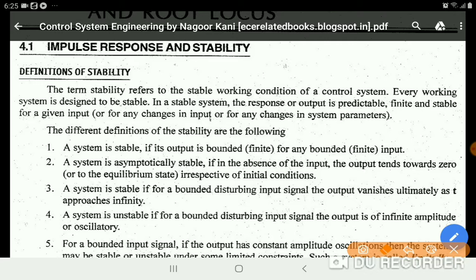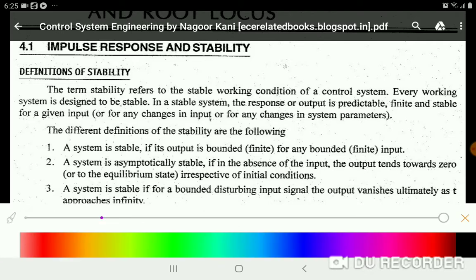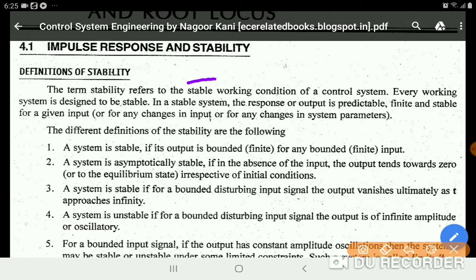The term stability refers to the stable working condition of any control system. For every working system, it should be designed as a stable system. If it is a stable system, the output or response is predictable while making and designing itself, and definite and stable for a given input. So let us see the various definitions of stability.